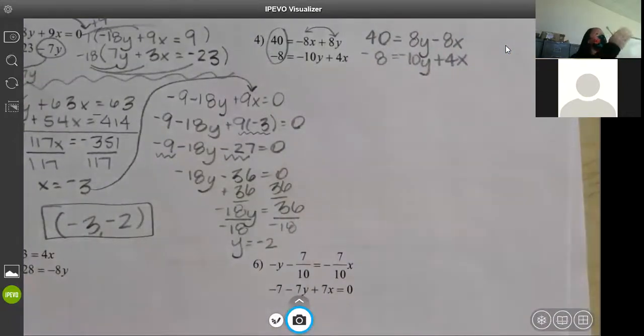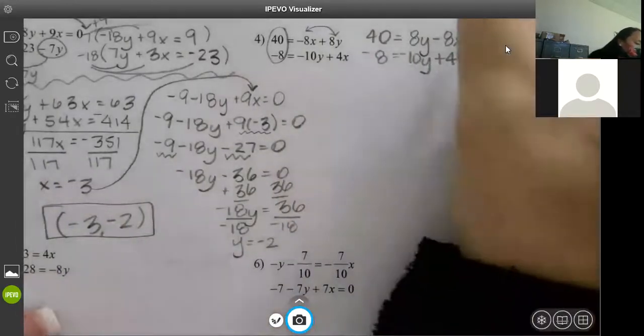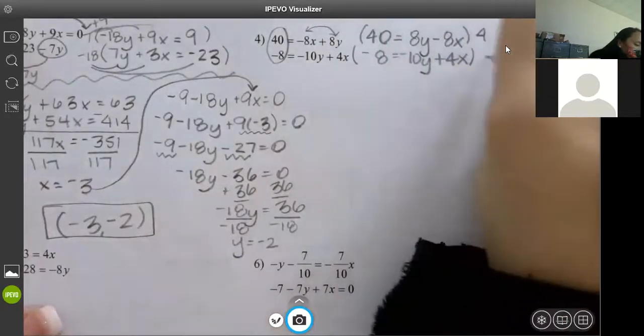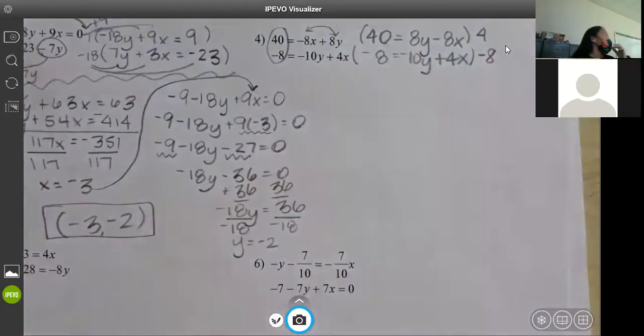Now, I don't necessarily like my number in front, and here's why. You need to make sure you multiply by a variable number, okay? Not one of these. So what I'm saying is, when you go to distribute, switch these two that are x's. Don't switch the 40 and the negative 8. That's not going to help you, okay? We've got to get an x or a y to cancel out.